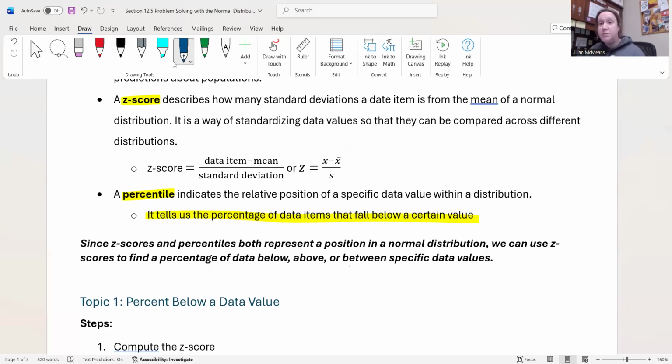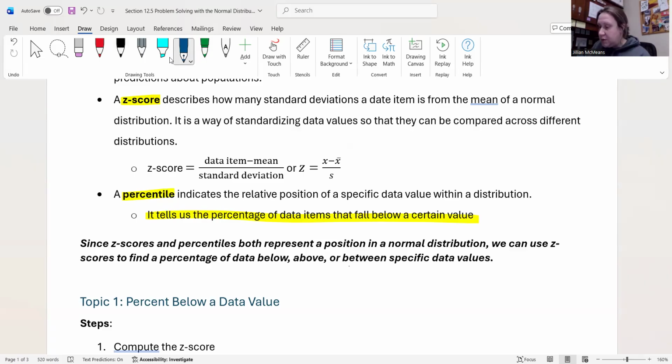So what we will end up doing is we will take z-scores and convert them to percentiles using a table of values that I'll make sure is posted in Moodle. But we're going to use this percentile table. So we find a z-score, we use the z-score in the table to convert the z-score to a percentile, and that allows us to answer questions about what percentage of data fall below, above, or between data points.